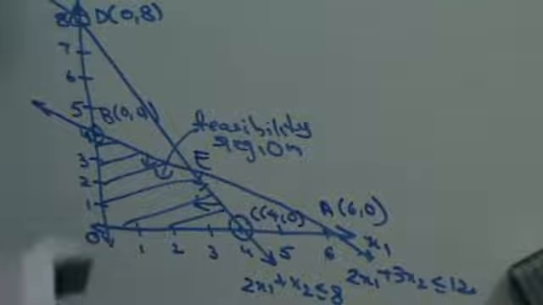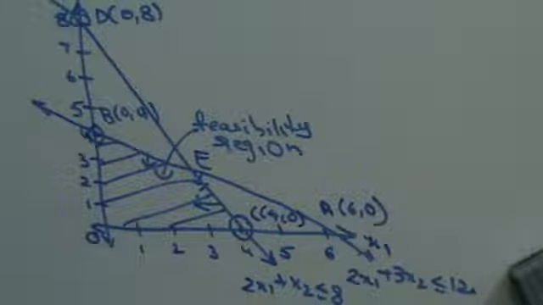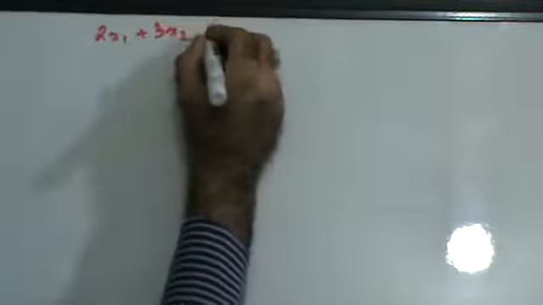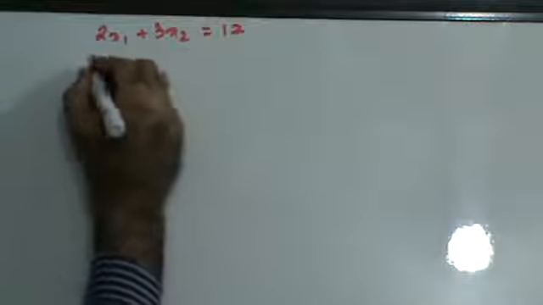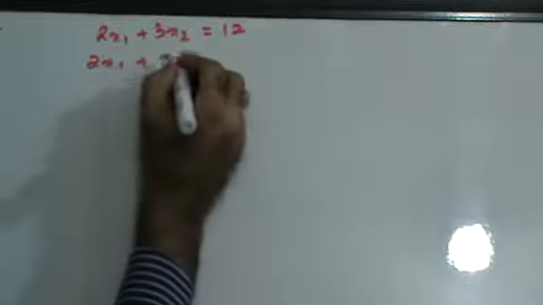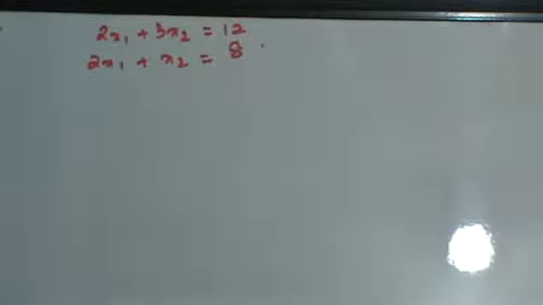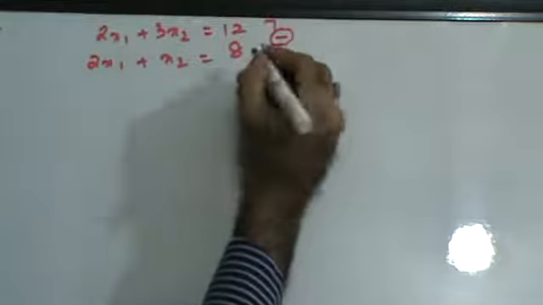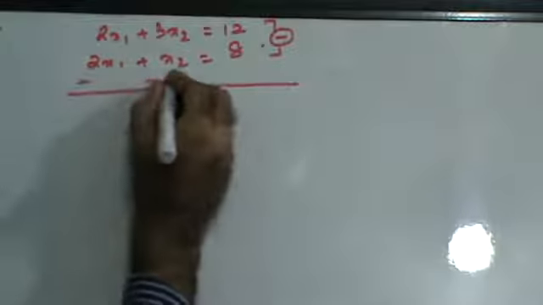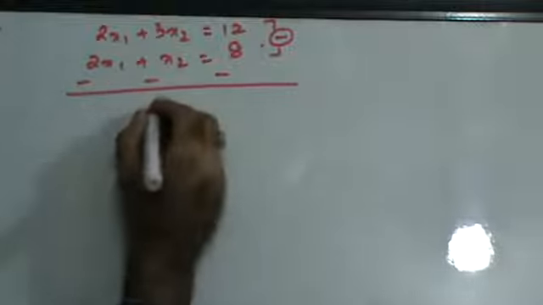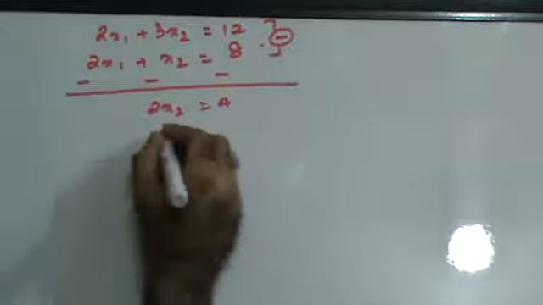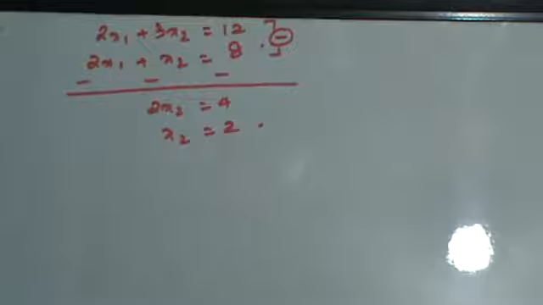Now let's try to find the coordinates of E. How will I find the coordinates of E? To find the coordinates of E, I have to solve the two equations simultaneously. So I'll say 2x1 plus 3x2 is equal to 12 and 2x1 plus x2 is equal to 8. Right? Now in that case, I can straight away subtract the two equations. If I subtract the two equations, this will be 2x2 is equal to 4. So x2 will be equal to 2.